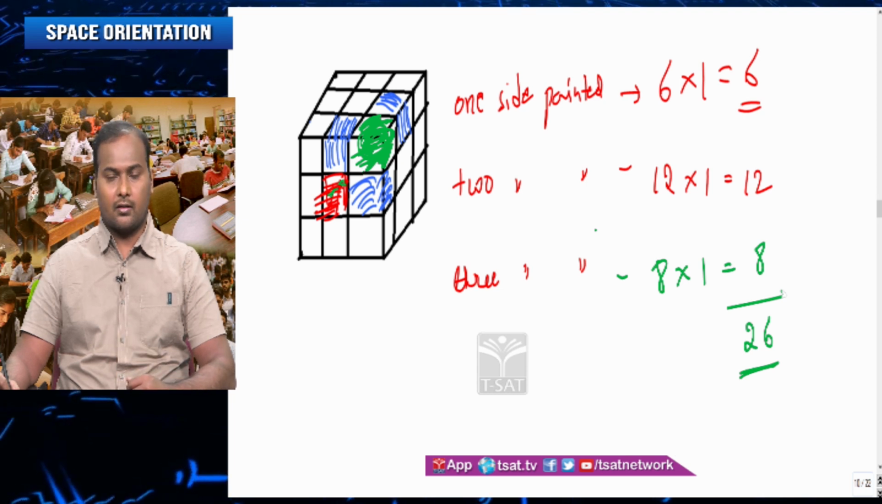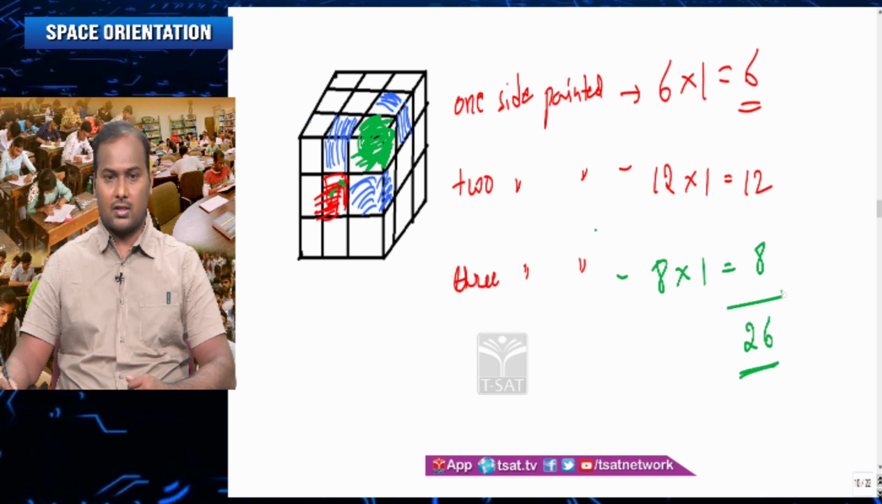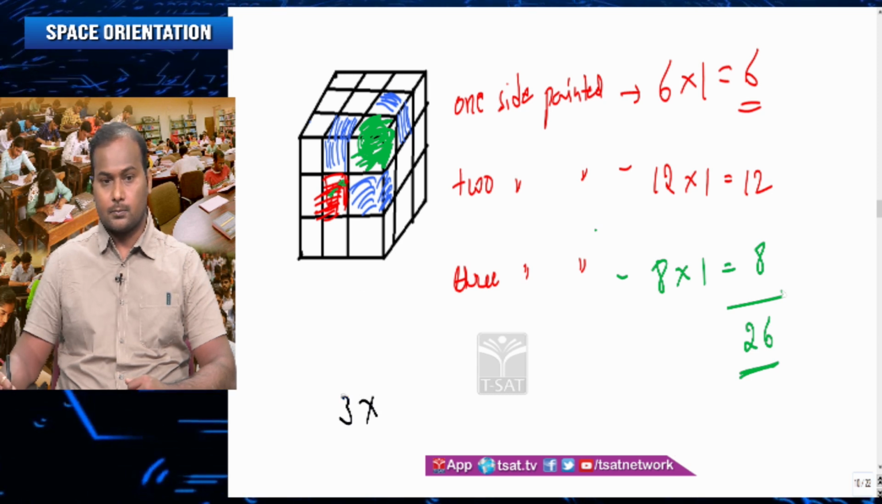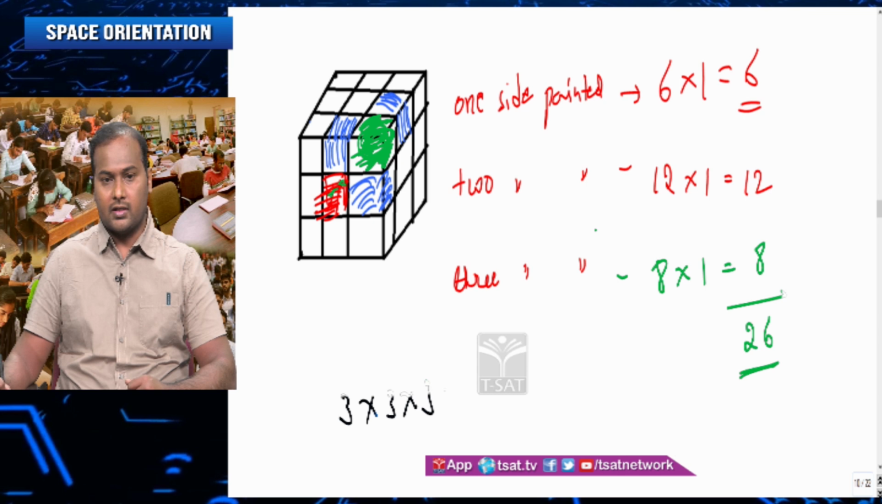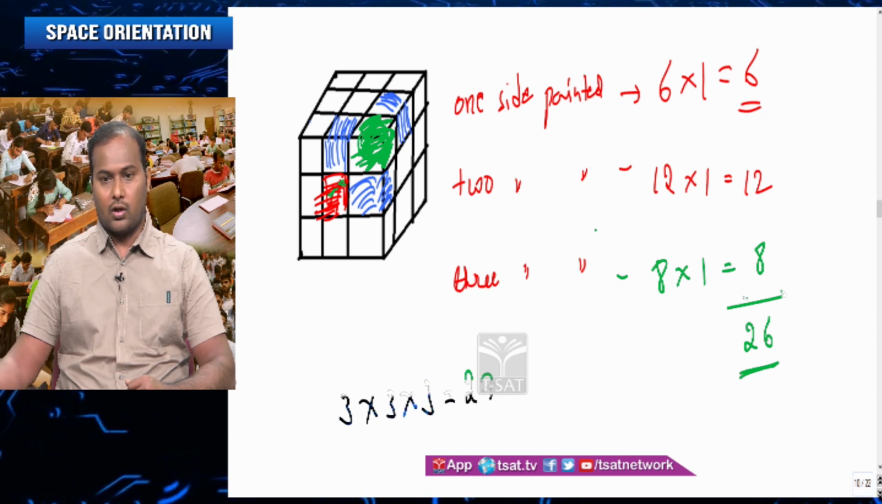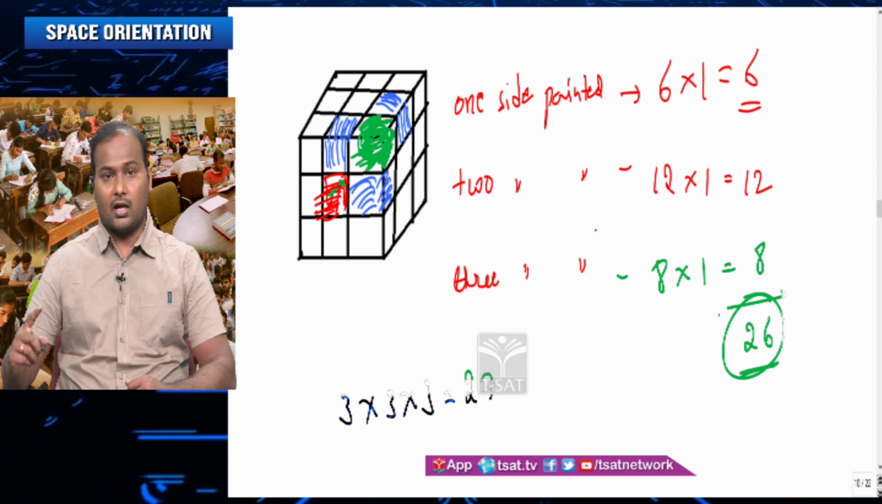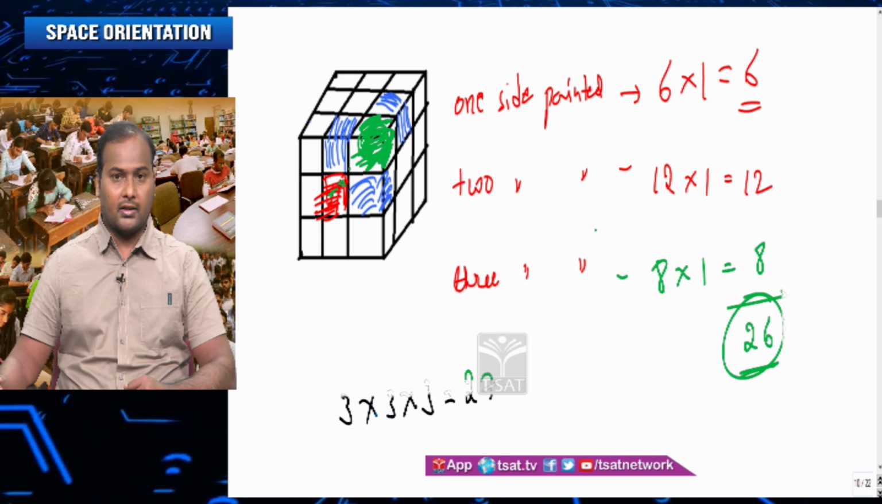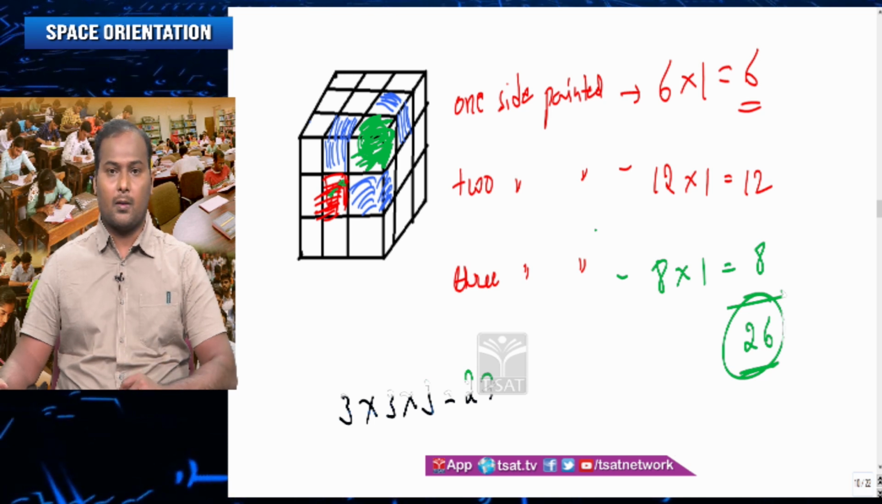But we already discussed that a cube of 3 centimeter side is taken and cut into 1 centimeter size. How many small cubes are possible? That is, length is 3, breadth is 3, and height is 3. 3 into 3 into 3, 27. But you got here an answer of only 26. And what is the remaining cube? That cube is present in the center, which is not painted at all.